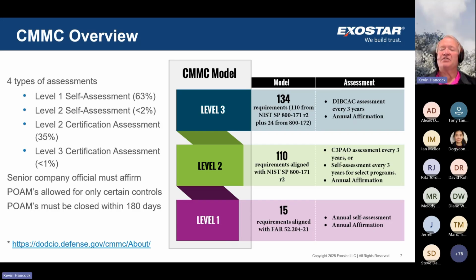And then there's the other category, level 3, and this is a small portion of the defense industrial base, right? Less than 1%. And this has 134 requirements. It's 110 from NIST 800-171, just like level 2, plus 24 additional controls from 800-172. And once every 3 years, you're going to require an assessment, but not done by a third-party assessor. It's done by DIBCAC, and that's the assessment arm of the Department of Defense itself.